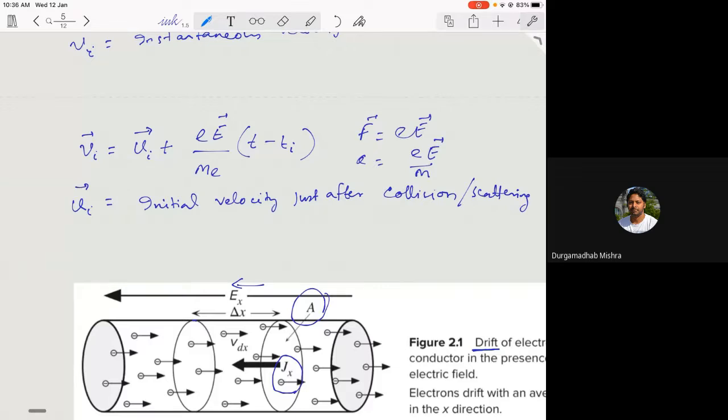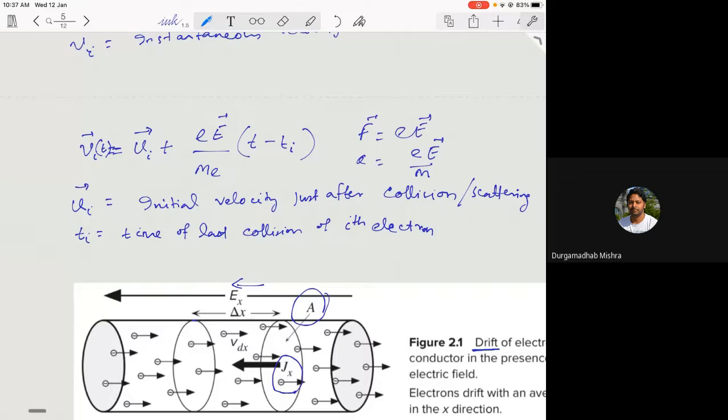And what is Ti? Ti is the time of last collision of the ith electron. So what we want to measure or find out is the instantaneous velocity Vi at a time t. So let's say at a time t, after it collides, like it gets scattered. Okay, so this is what we want to calculate.